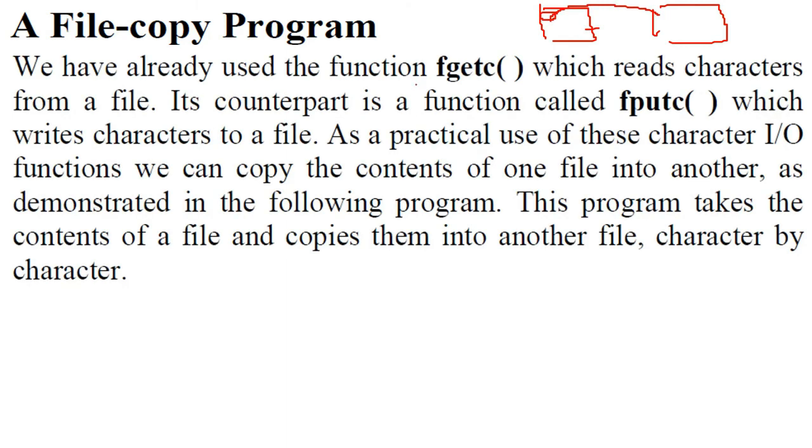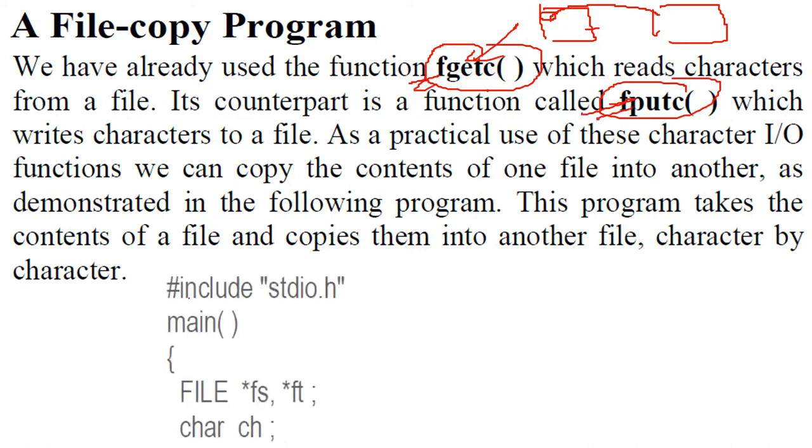A file copy program, that means we want to have a file which is exactly similar to this file, so all the contents from this file will be transferred here. We know that fgetc reads the character one by one. Similarly, fputc puts the character in the file. So we'll have a program in which character by character copying is being done.